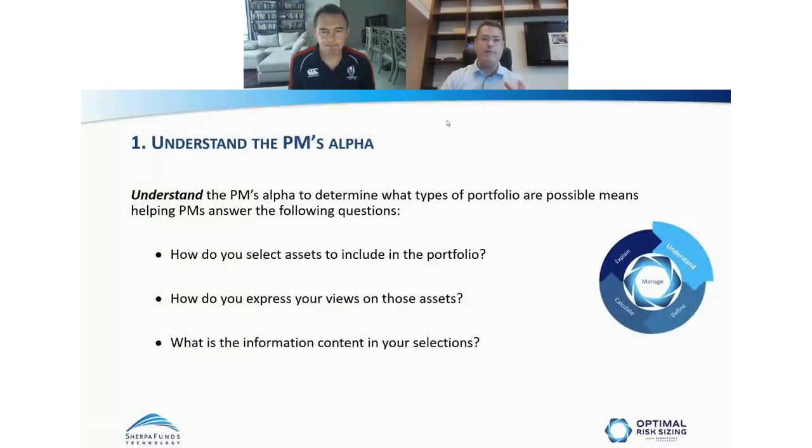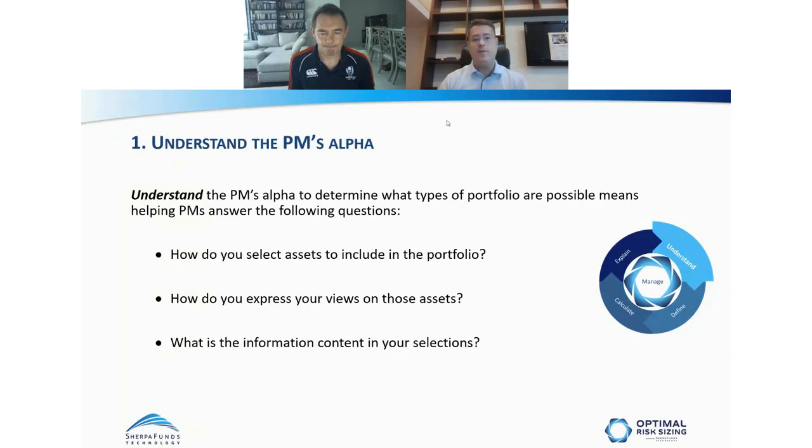And so we said, remember, our framework here is understand, define, calculate, explain, and manage. So step 1 is about understanding the PM's alpha. So understanding what your ideas are, where they're sourced, and what their quality is that you're going to try to implement in the portfolio.